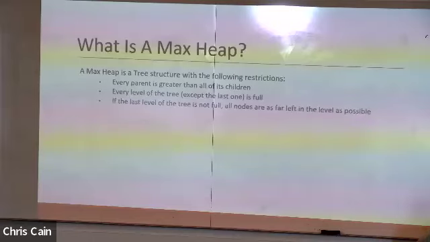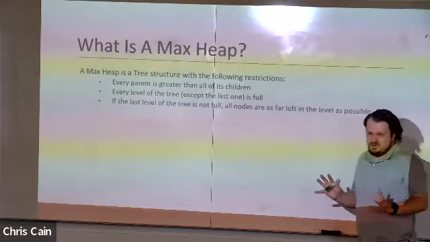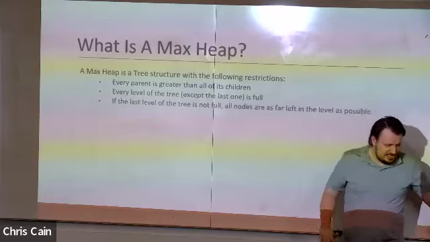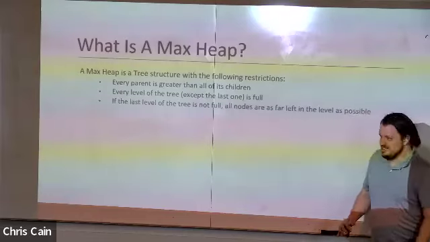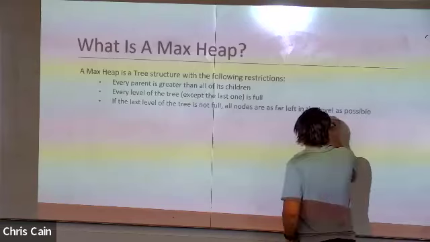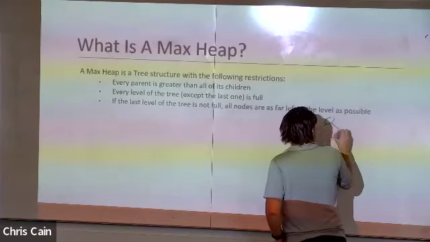So if the last level is not full, the last thing is all nodes are as far left in that level as possible. So let's draw a few and determine whether they are legal heaps or not legal heaps. Without even looking at numbers, let's look at the structure of the heap. So we'll start with something like this.